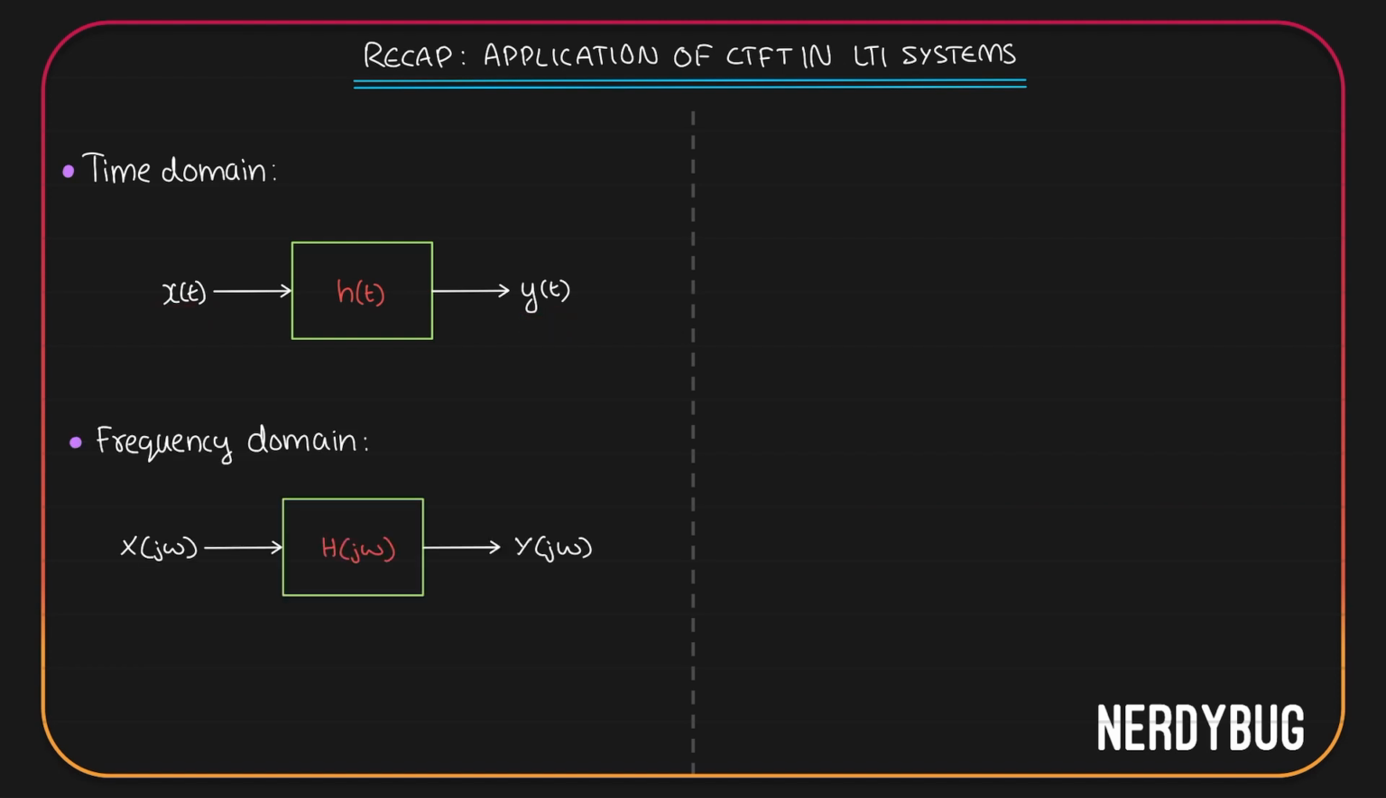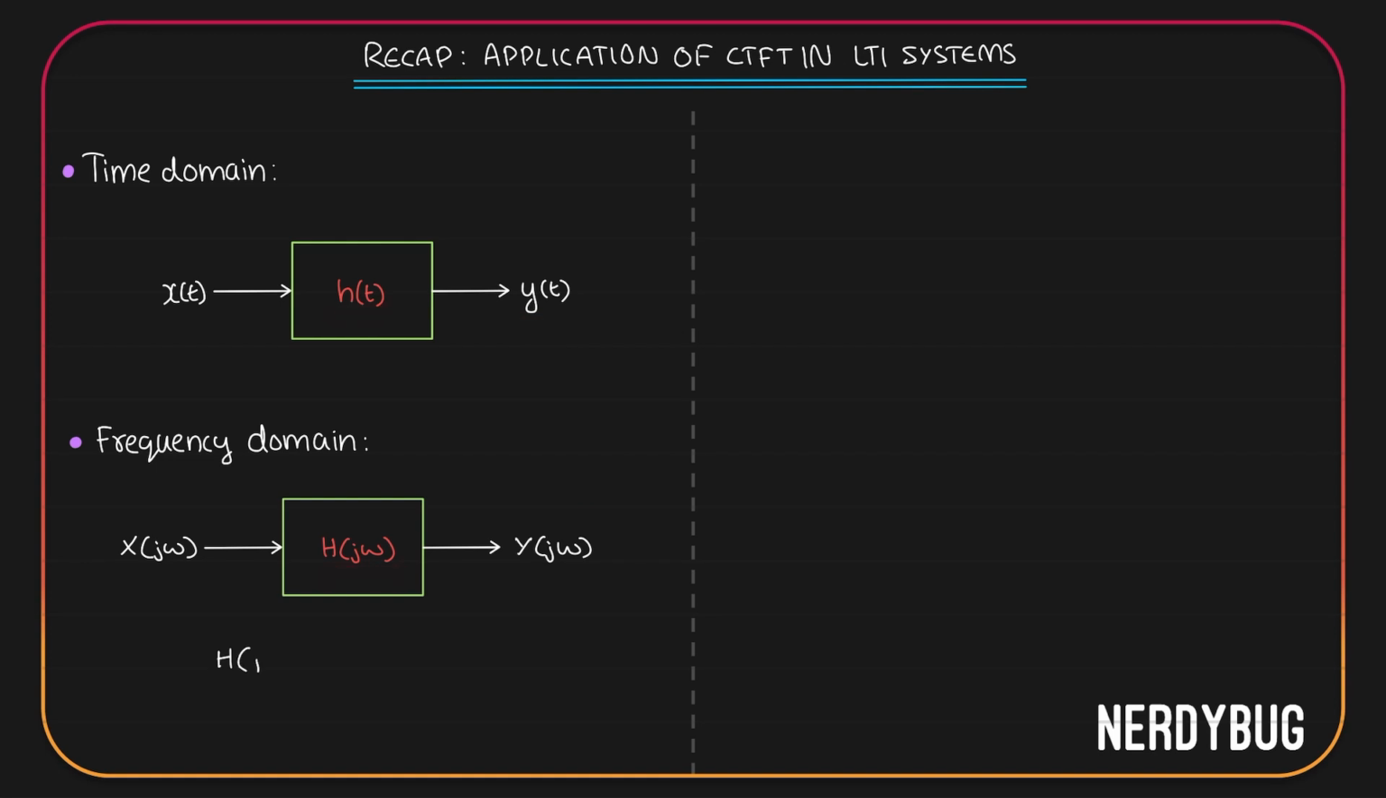Using Fourier transform, we can show this in frequency domain. The frequency response of our LTI system is H of j omega. The input we are giving is X of j omega and output is Y of j omega. Here X of j omega will be the Fourier transform of x of t, Y of j omega is the Fourier transform of y of t, and H of j omega is the Fourier transform of h of t.